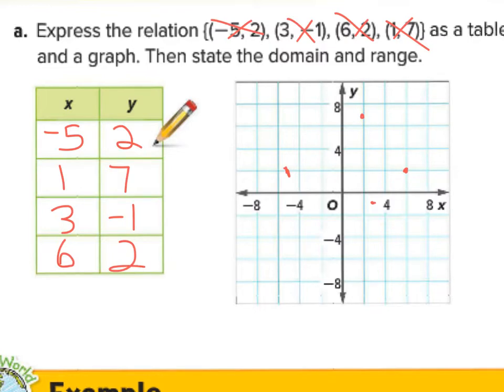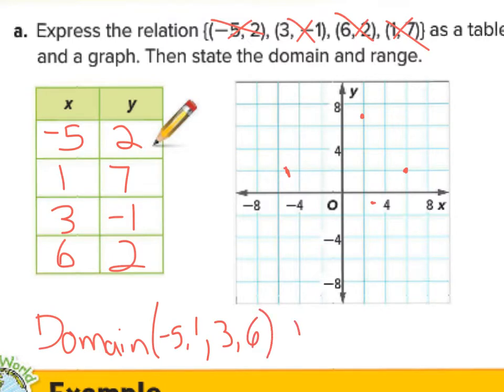Now I have to label my domain and my range. I'll start with my domain, which is right here. My domain is -5, 1, 3, and 6. And my range, which is my y coordinates, is 2, 7, -1, and 2. Not -2, just 2. And that's it. I hope you had that.